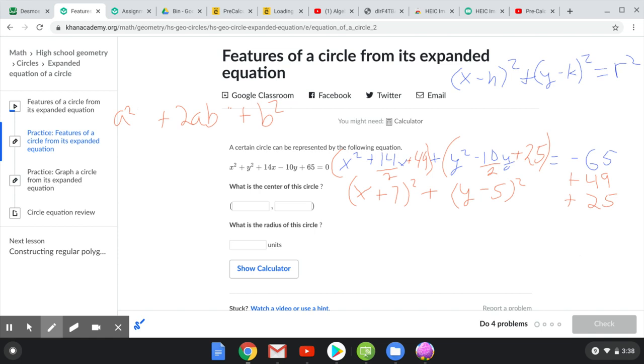So I'm going to do this on a calculator because I don't trust my mental math right now. So I end up, when I add all these together, I get positive 9. So this equals 9. Sorry, it's not straight. But that's my new equation. So I'm going to rewrite the equation so that it looks nice. So I get x plus 7 squared plus y minus 5 squared equals 9.